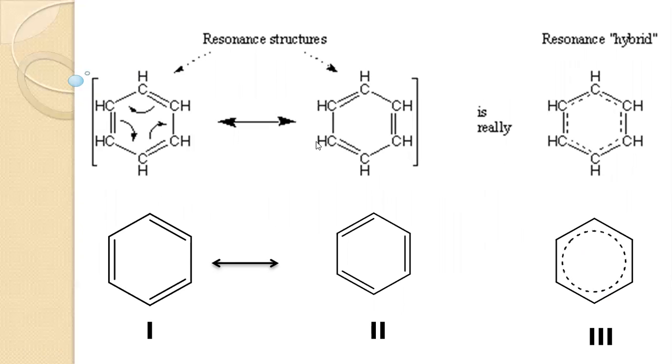The first and second structures are resonance structures of each other, and the third one is the resonance hybrid structure, which is the actual structure for benzene. See here, all these pi electrons are in the delocalized position, continuously delocalized around this carbon ring. So the third structure is called the resonance hybrid structure, and the first two are resonance structures of each other. And why does this happen? Due to the delocalization of pi electrons.